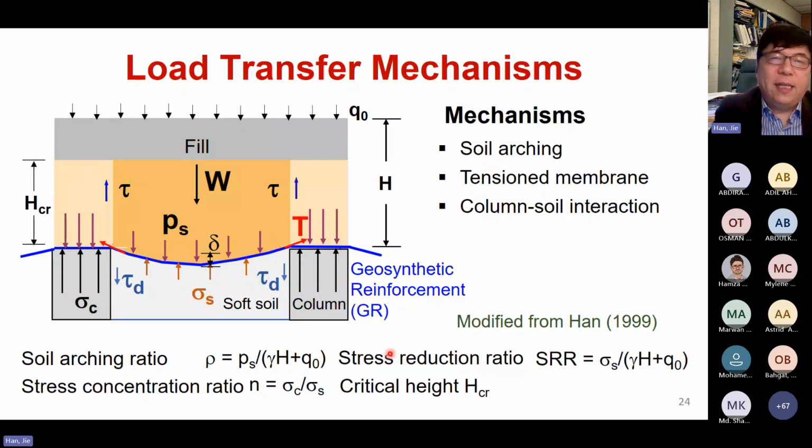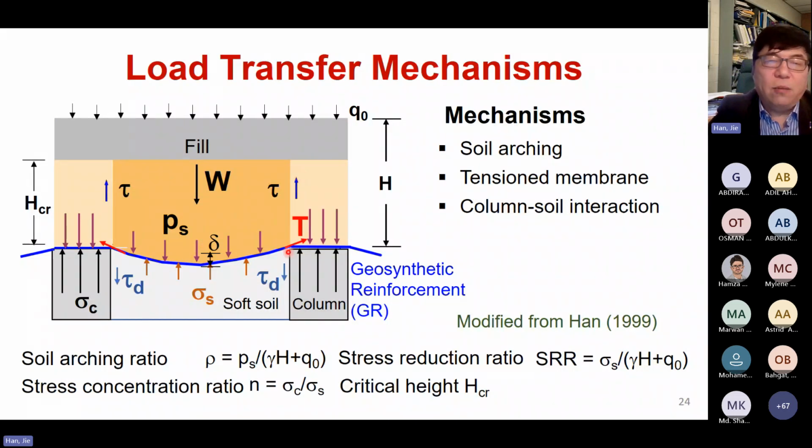But before I go there, let me explain the load transfer mechanisms. Basically here, the column or rigid inclusion, and this is the topsoil. You have an embankment on the top. As you know, the rigid inclusion settles less, and the soil settles more. Then you generate some kind of differential settlement. But if you look at this wedge here, we mobilize shear stress. Then the shear stress will reduce the load applied on the geosynthetics, if you have geosynthetics. That reduction of stress we typically refer to as soil arching, right?